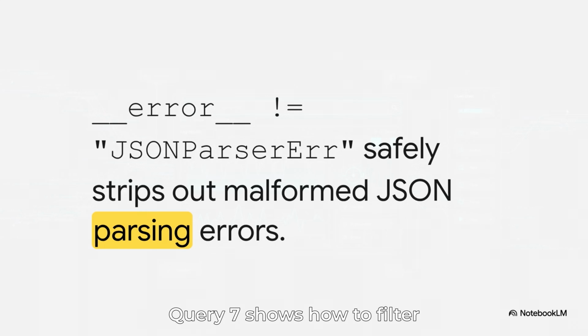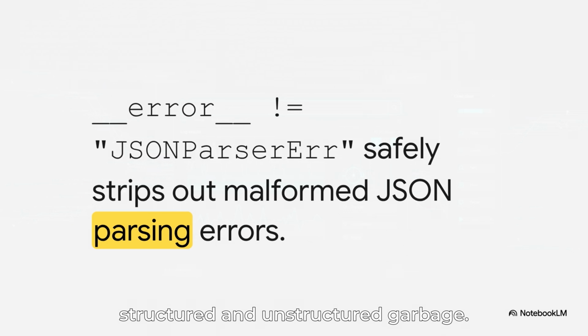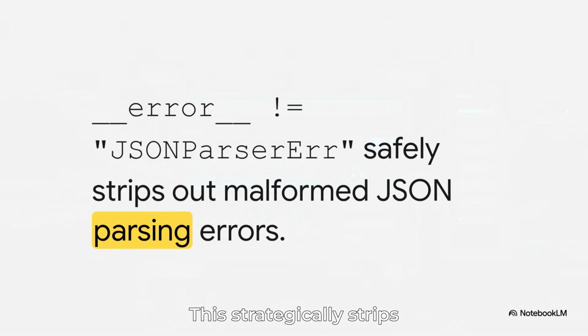Query 7 shows how to filter specifically by HTTP status code using the JSON parser. But notice that brilliant little addition at the end there? We're explicitly filtering out JSON parser errors. That is an absolutely crucial best practice. In the real world, standard output is a messy mix of structured and unstructured garbage. This strategically strips out those malformed JSON parsing errors so your whole query doesn't just fail because it tripped over one badly formatted log line.